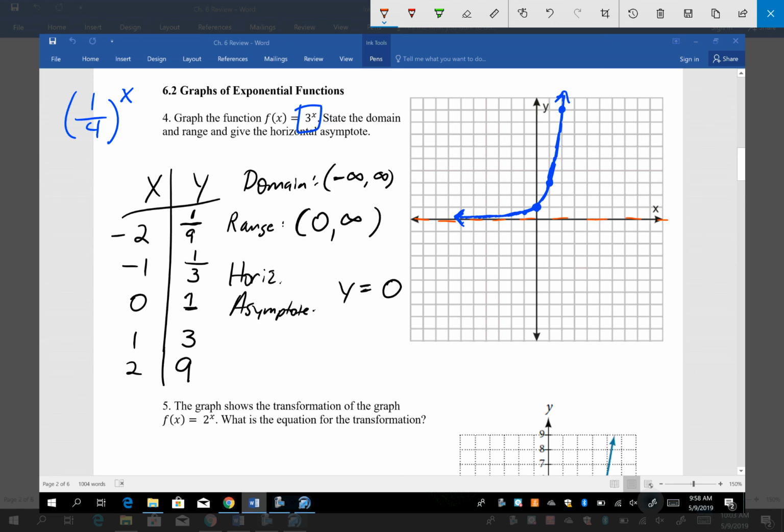This is exponential growth. Yes, this is growth. The asymptote usually is 0 unless I move it. If I move it up or down, it's going to change.